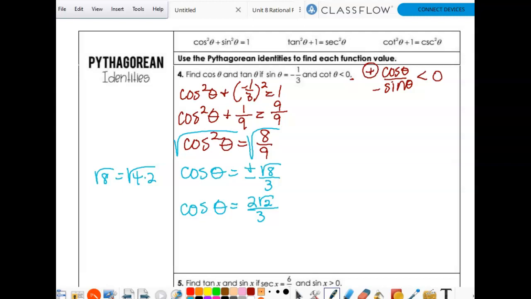Which one are we choosing? So this gives me my cosine. So I have cosine and sine now. And what's the last thing I have to find? Tangent. And what is tangent equal to? Tangent is sine over cosine. Do I have both of those? Yep. So we can find that.